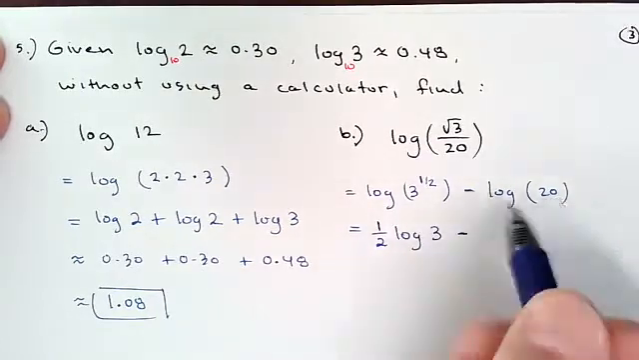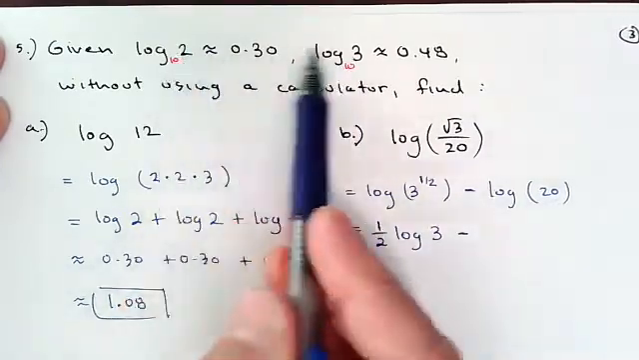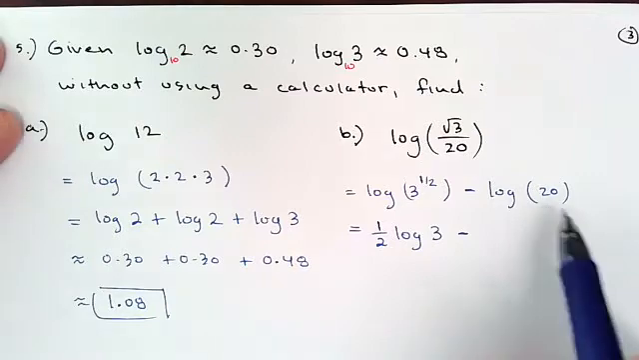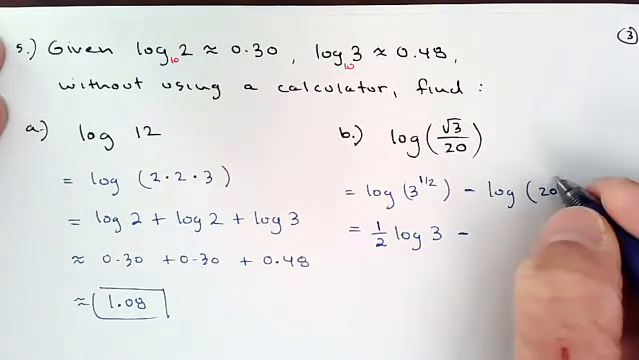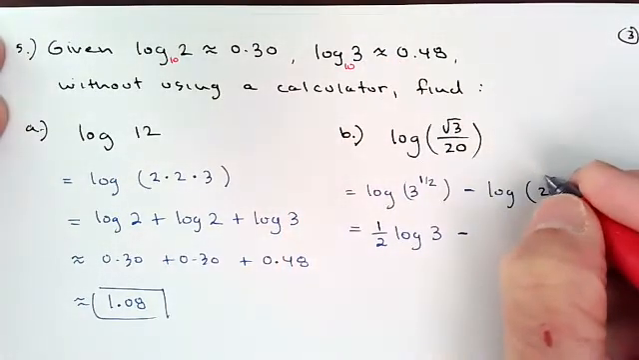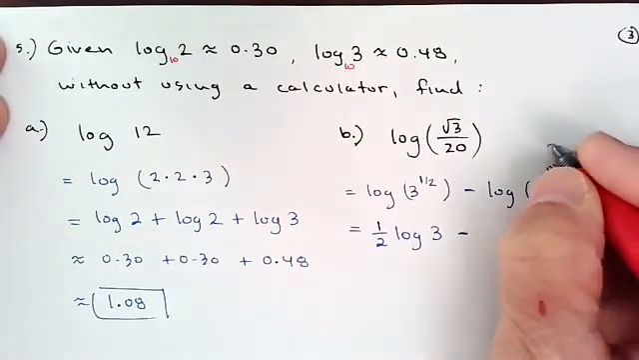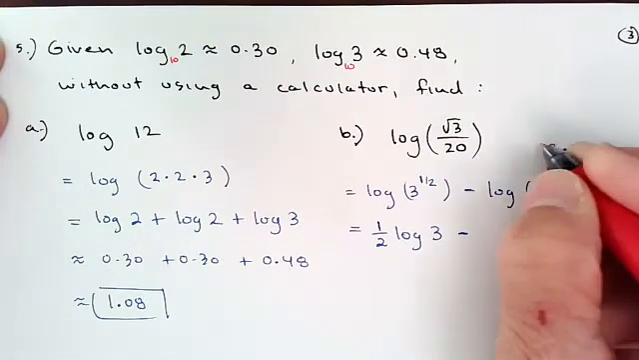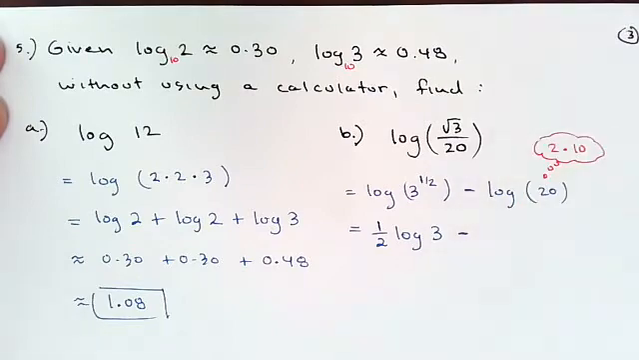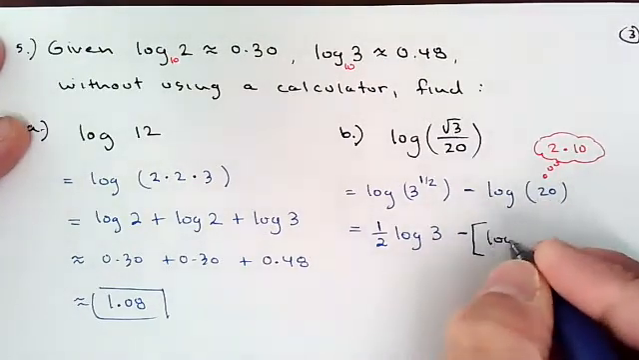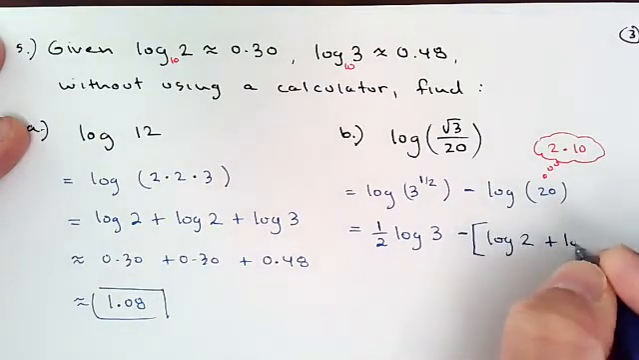Now, I want to somehow use these numbers to try to figure out what the log of 20 is. 20 is 4 times 5 or 2 times 10. Nowhere will you get a 3, and it seems like you wouldn't be able to do it because we don't have the log of 5. But if you think of 20 as 2 times 10, we can break that up as the sum of the log of 2 plus the log of 10.